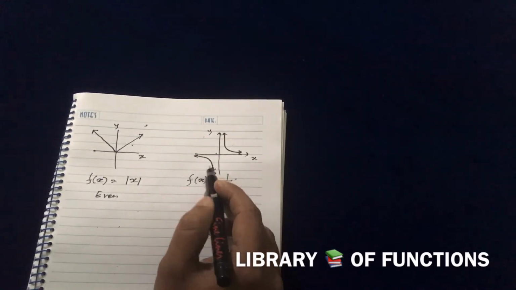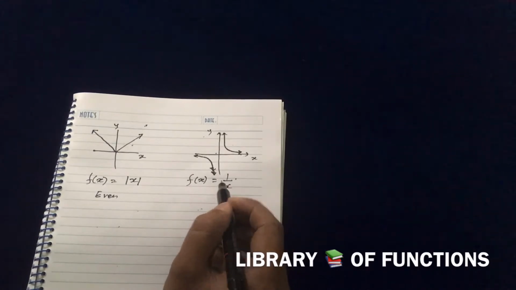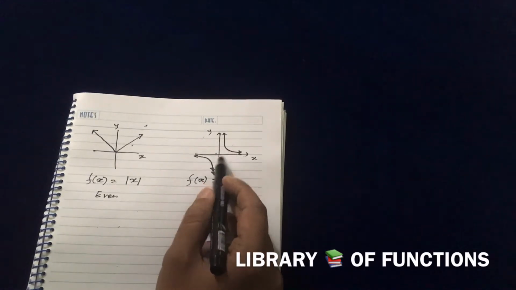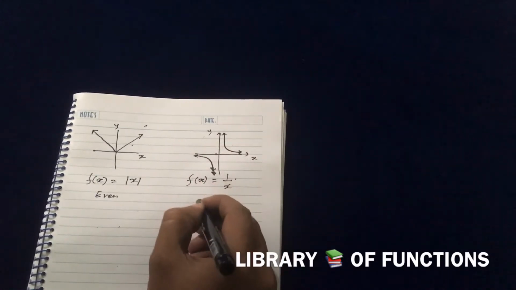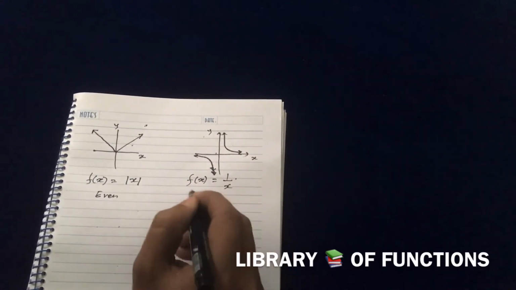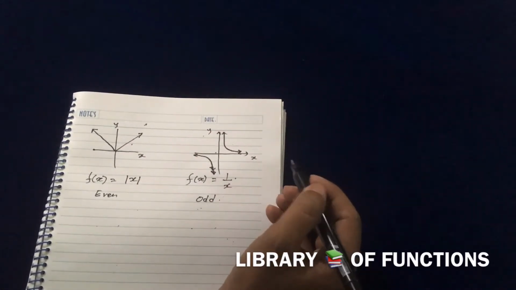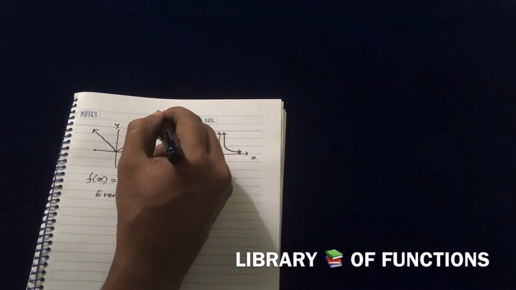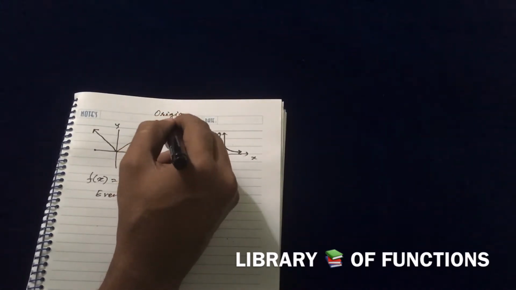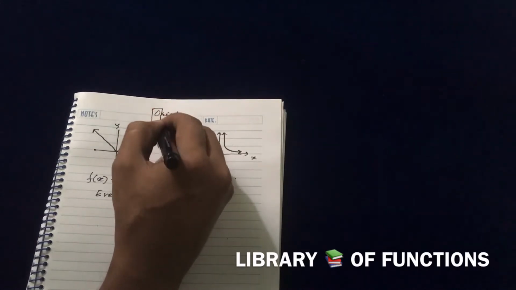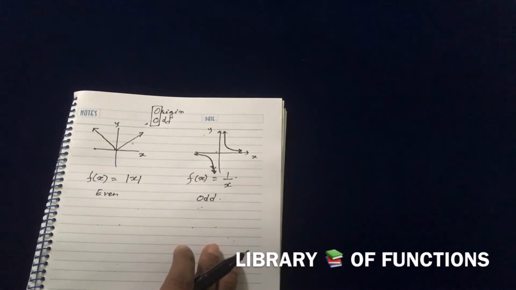So what type of function is this one? Is it even, odd, or neither? You can see this is actually origin symmetry, right? Origin symmetry means odd function. Sometimes I tell the class, if you don't remember which symmetry is which function, then origin and odd, see, O will match. So if it is origin, then it is an odd function. Keep it in mind this way.